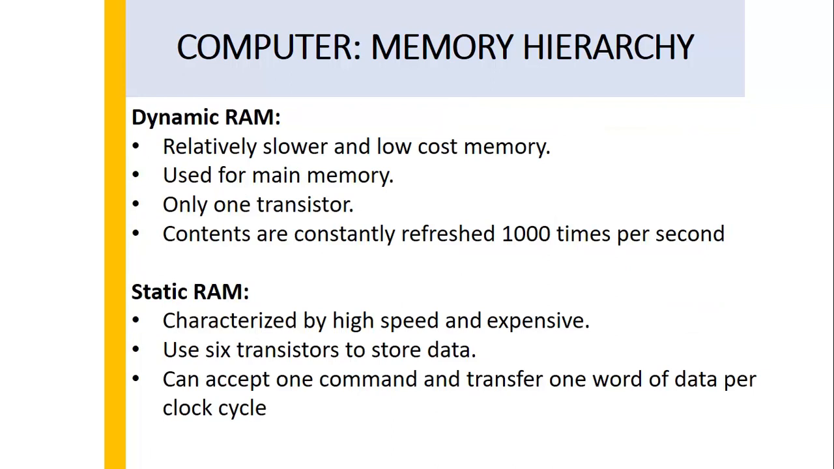Dynamic memory is relatively slower and less costly. It's used mainly for main memory. It only has one register, so the speed is less. Contents are refreshed constantly, 1000 times per second, and they may change because the data may be kept for a longer time when no longer required, so it may be replaced or removed from the dynamic RAM.